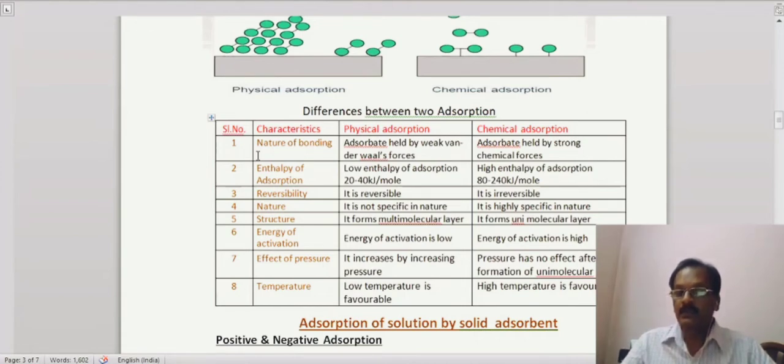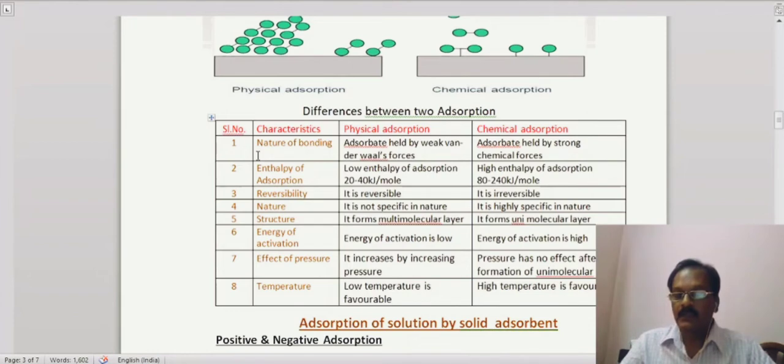So if the substance undergoes physical adsorption, the amount of heat liberated is found to be low. There is a low enthalpy of adsorption, varying from 20 to 40 kJ per mole. Whereas in case of chemical adsorption, since the adsorbate held on the surface of the adsorbent is strong, there is a high enthalpy of adsorption, varying from 80 to 240 kilojoules per mole.